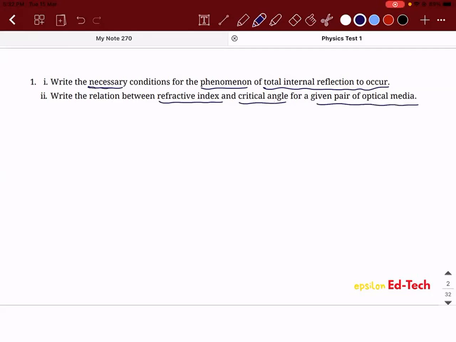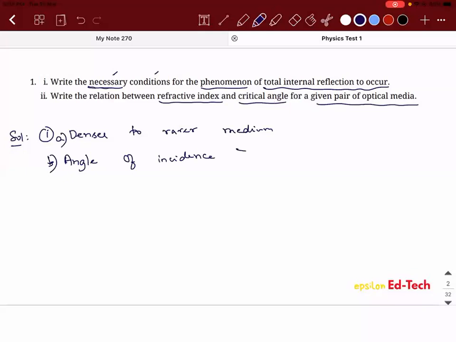So what is the answer for the first one, guys? What is a necessary condition for you to observe the total internal reflection? Answer is, you need the ray to travel from denser to rarer medium. And secondly, you need the angle of incidence to be greater than the critical angle. So if these two are happening, then we can say the total internal reflection is going to occur.